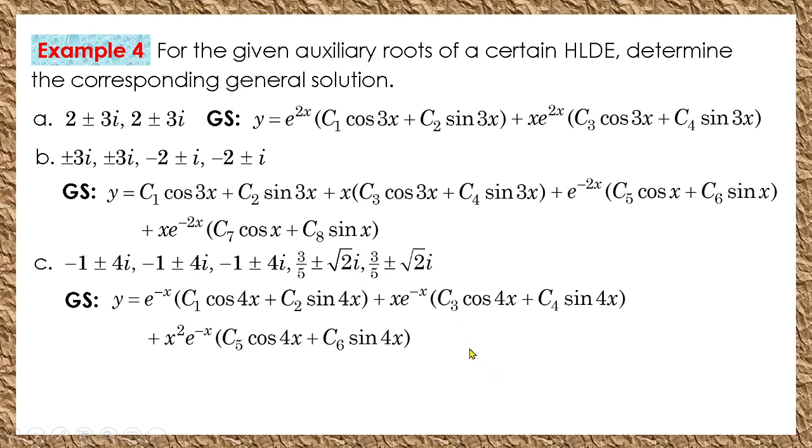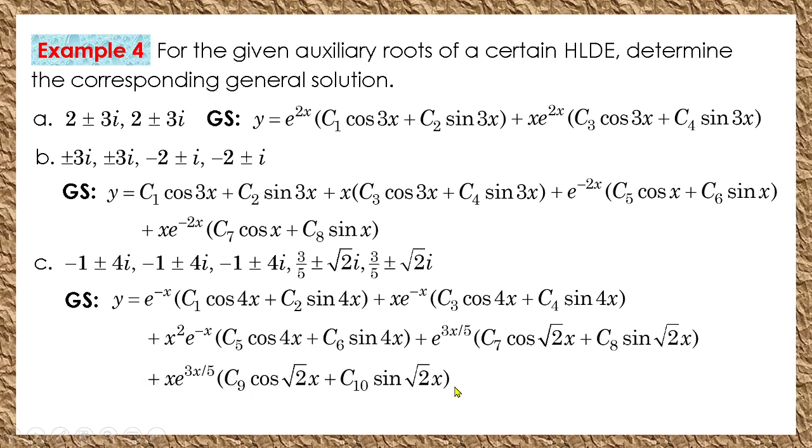Another, simula na uli. Apply again the rule. So, wala munang x. E to the 3x over 5, yun yung a, 3 over 5. Then, C sub 7 na tayo. At yung argument, square root of 2 multiplied to x, yan yung coefficient ng i in the root. Then, multiply by x. So, copy lang. O, yan. 9, 10 na tayo. C9, C sub 10. Okay?